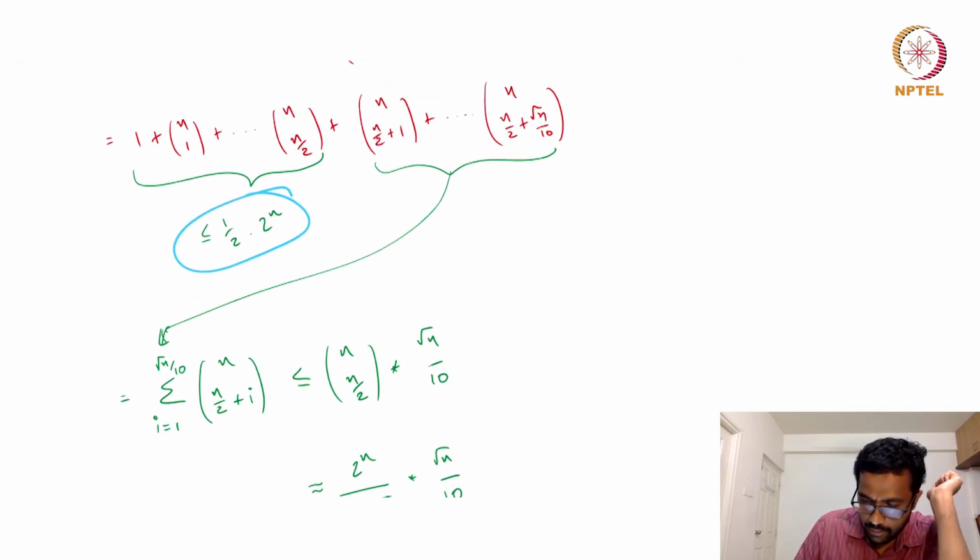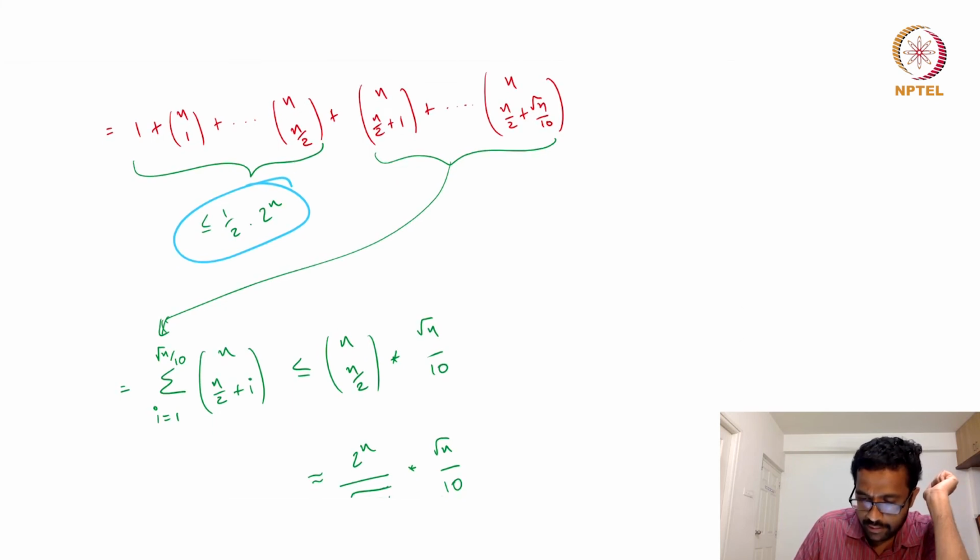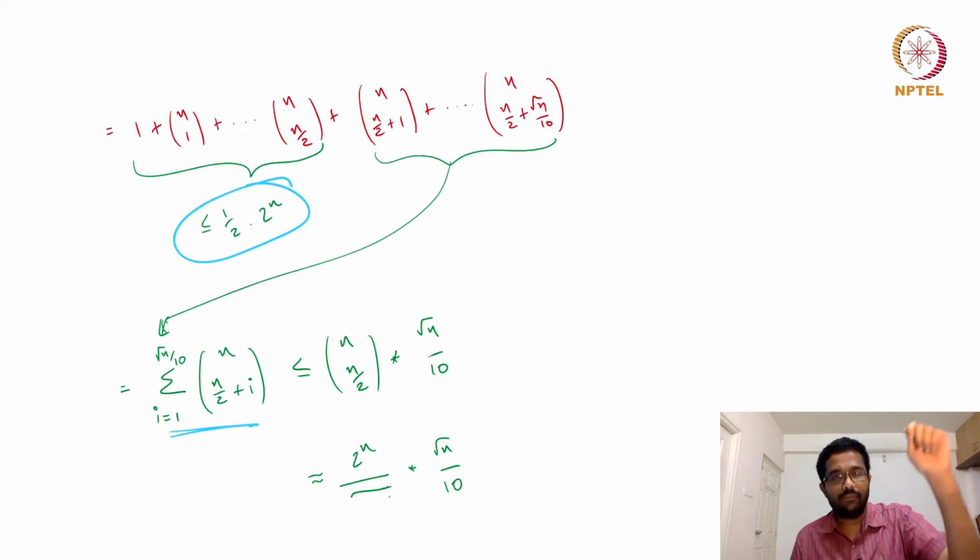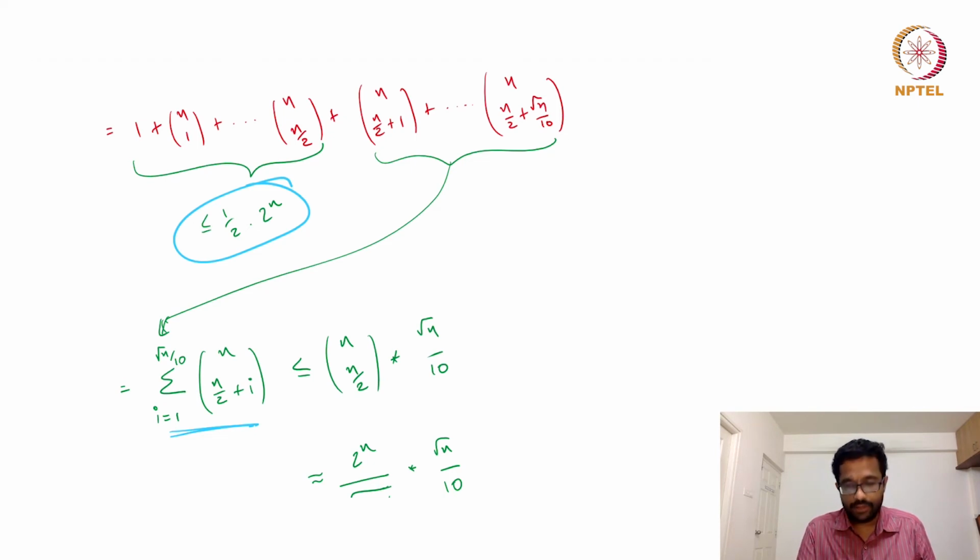Second part, one has to notice how many terms there are. There are square root n by 10 terms. This is the summation over here. And we know that the middle binomial coefficient is the largest. And what is the middle binomial coefficient? It is n choose n by 2. So each one of them can be upper bounded by the middle binomial coefficient times the number of terms here, which is square root n by 10.